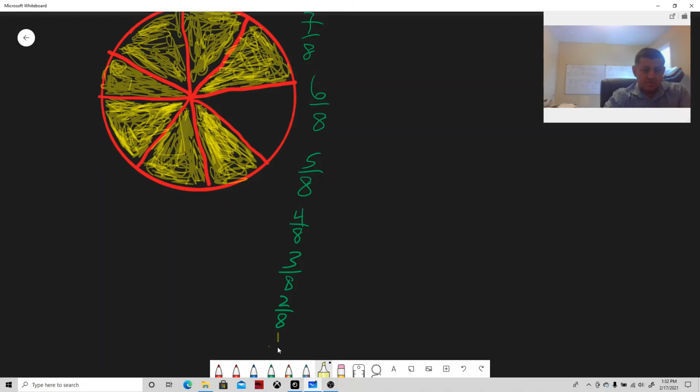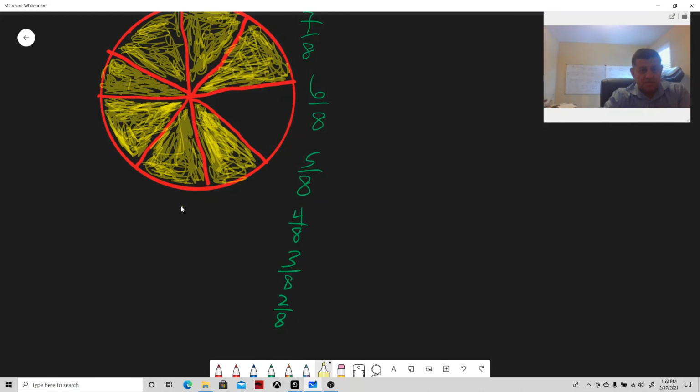Let me just erase that because I don't like that, and I don't have room over there to do it anyway. So let me just write it here. Let me change the color because, like I said, I don't like that color. Okay, let me do green. And we have 1/8, right? And that is 1/8, right?